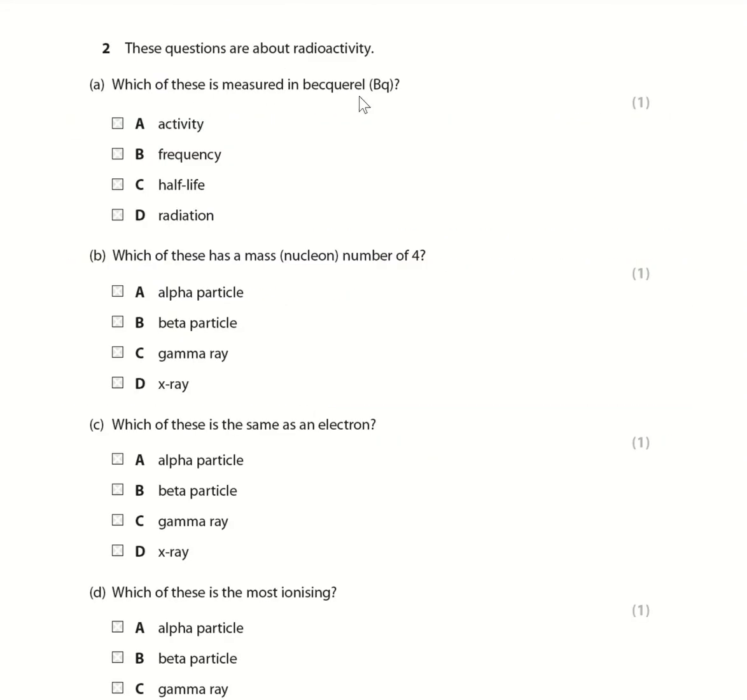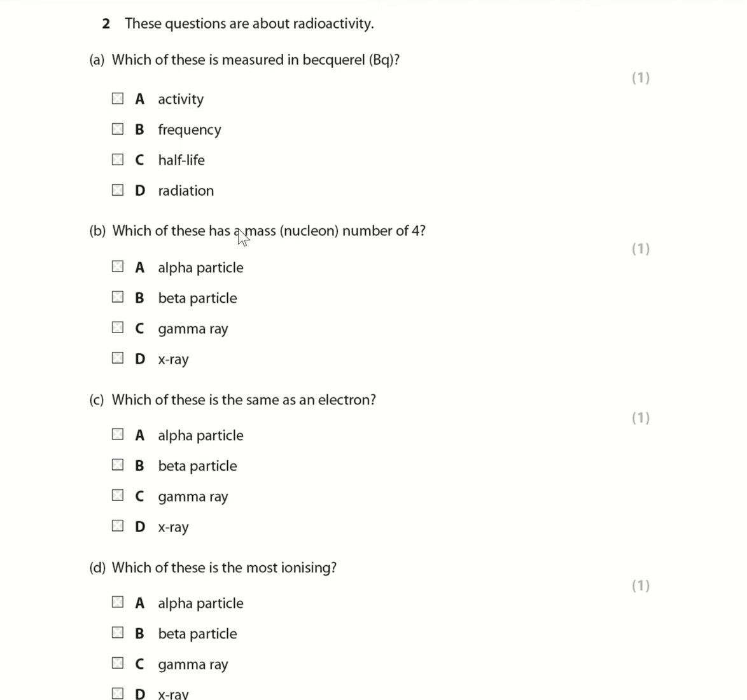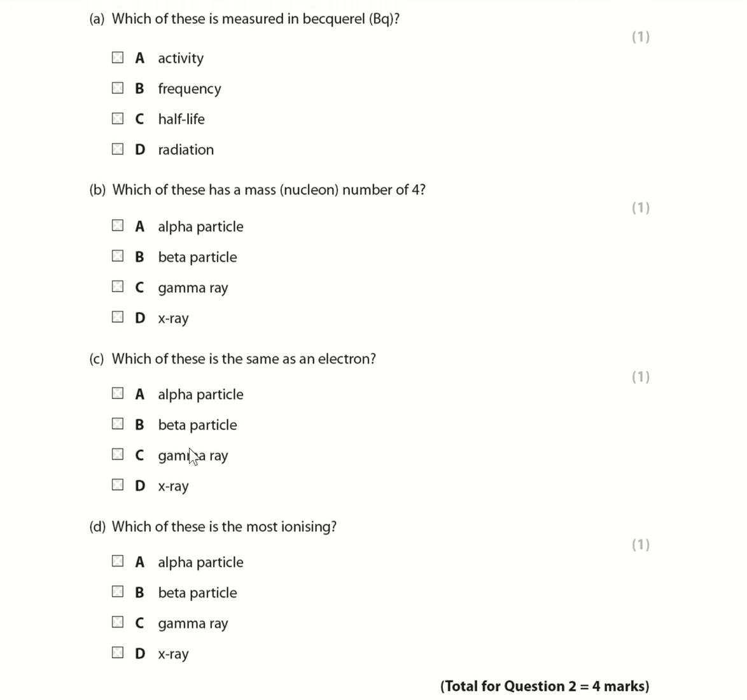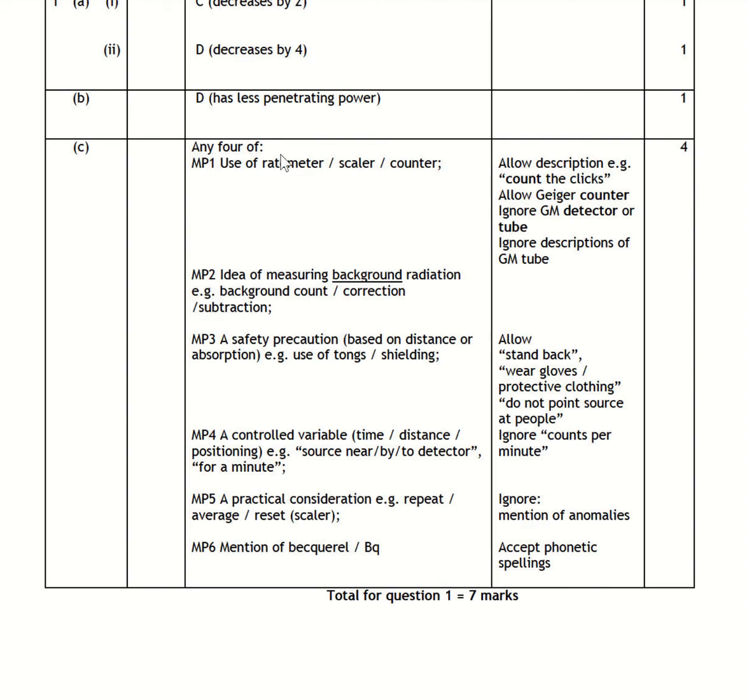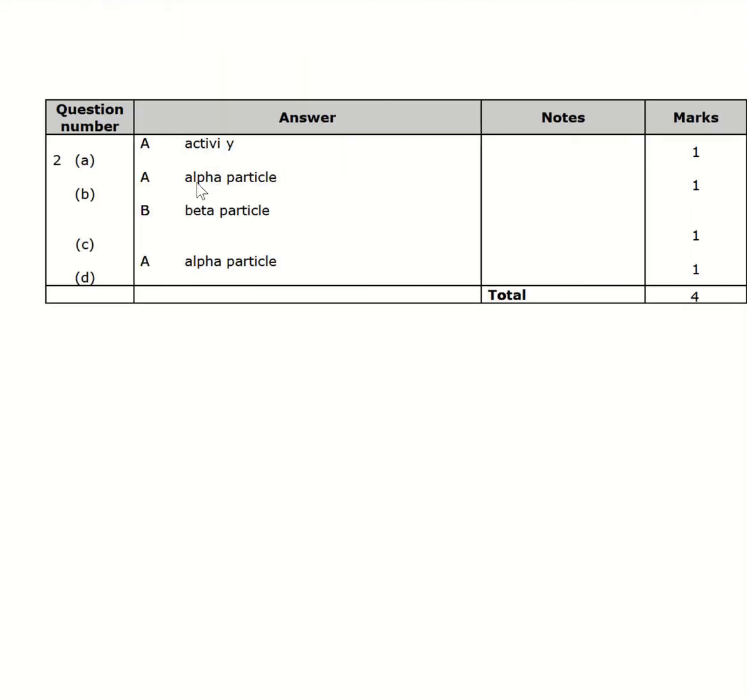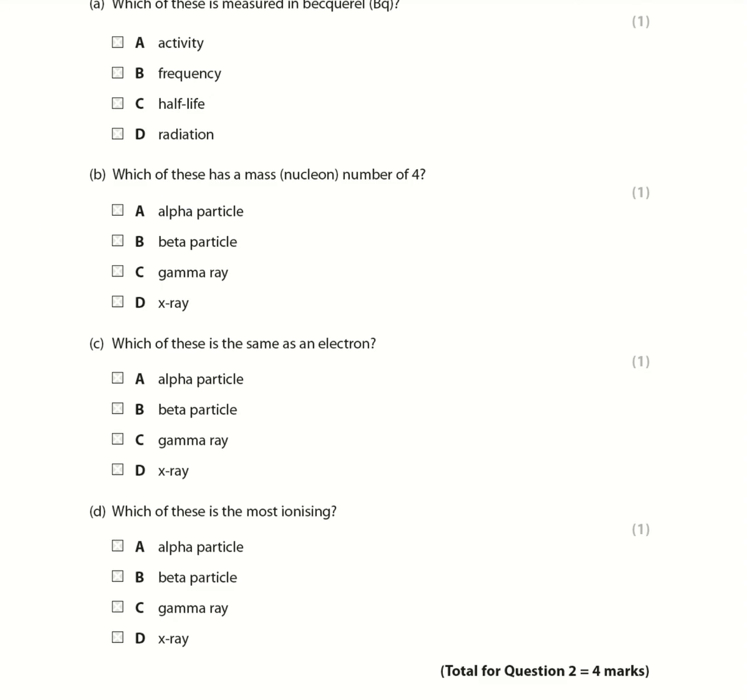Which one of these is measured in becquerel? Activity, frequency, half-life, radiation. So that's activity. Which of these has a mass nucleon number of 4? Alpha particle. Which of these is the same as an electron? A beta particle. Which of these is the most ionizing? An alpha particle. So activity, alpha, beta, and alpha.